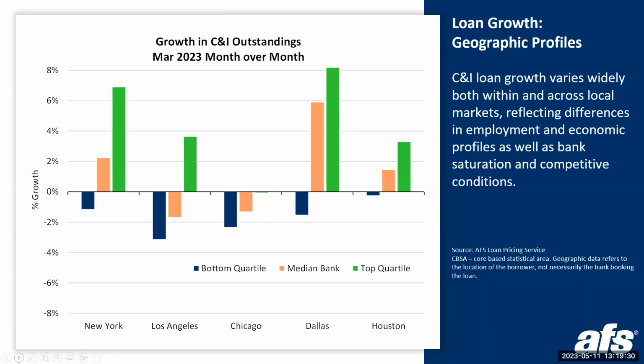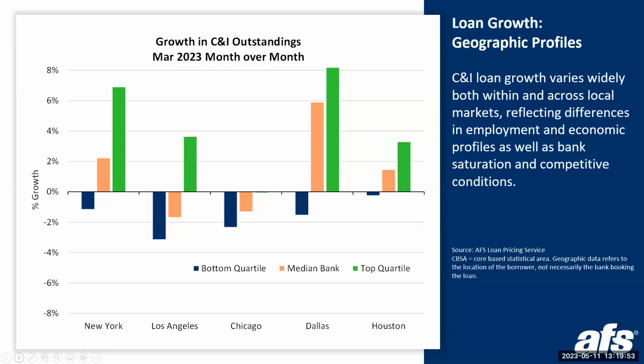When we present loan growth trends to clients, one of the ways that we like to personalize the results is by focusing on their unique geographic footprints. As an example of our service's geographic granularity, here we focused on the 5 largest core-based statistical areas, or CBSAs, in the country, and presented loan growth rates across bank quartiles.